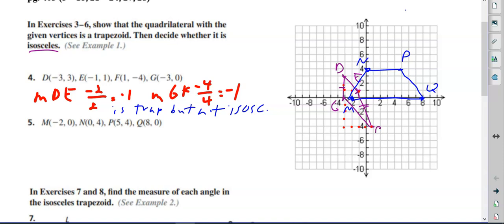So without counting, you can see that the slope of NP and PQ are both 0. They're both horizontal lines. So we have a trapezoid right there. Now we have to do the distance of MN and, I'm sorry, that's PQ, not OQ.